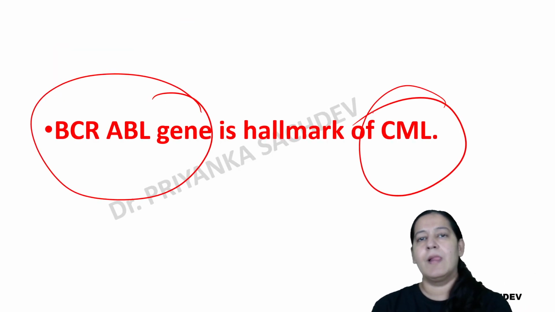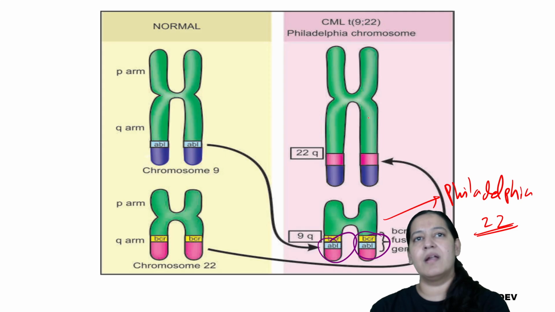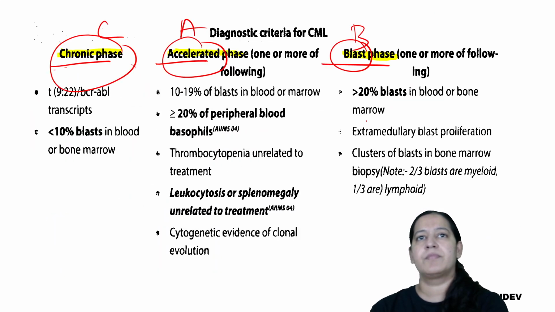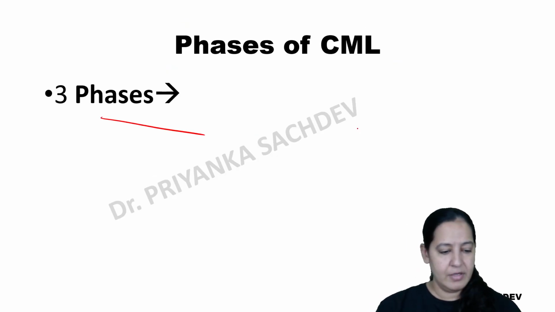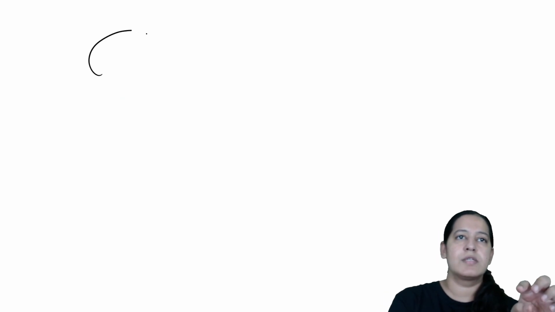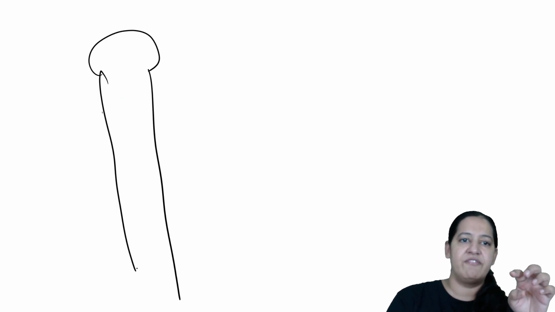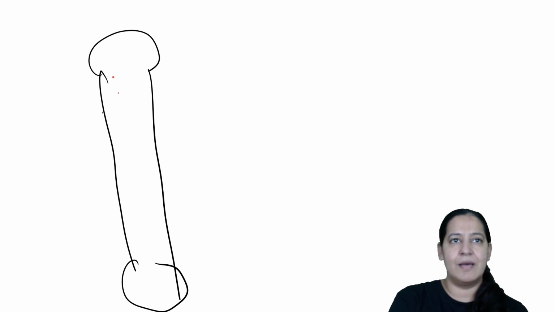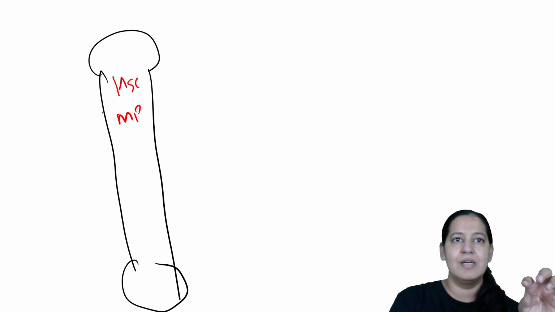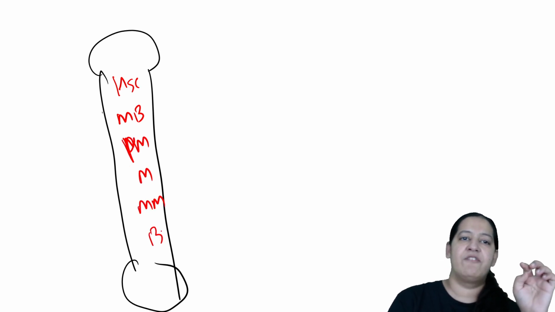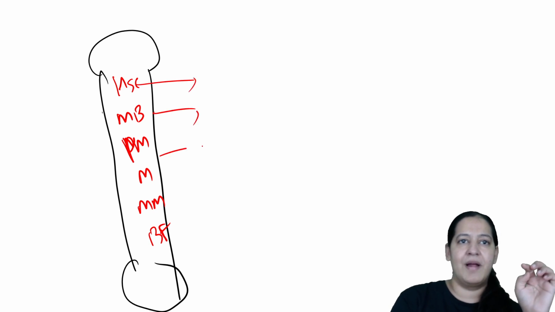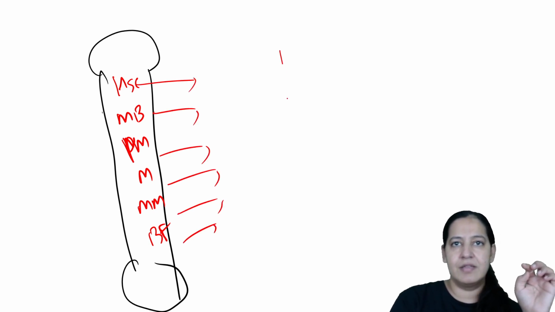So all the precursors are coming in the blood now, as I have told you. So this is a bone marrow. This is the first cell, that is hematopoietic stem cell. This is myeloblast. This is promyelocyte, myelocyte, metamyelocyte and band form. So all of them are coming in blood. This is a blood vessel.